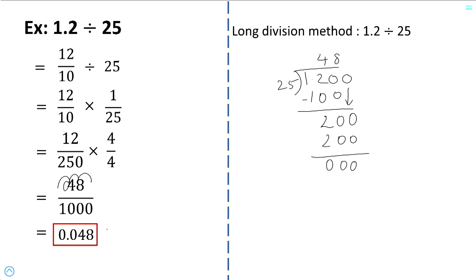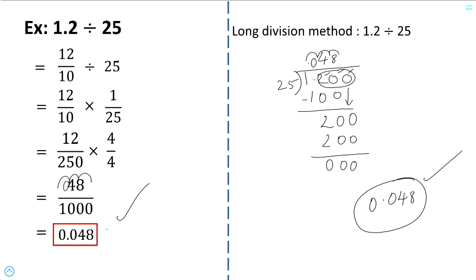How many digits are there after the decimal point? 3 digits, 1, 2, 3. Therefore, in the quotient part, we have to put the decimal point after 3 digits from the right, 1, 2, 3. Therefore, the answer is 0.048. By both methods of solving we got the same answer, 0.048.